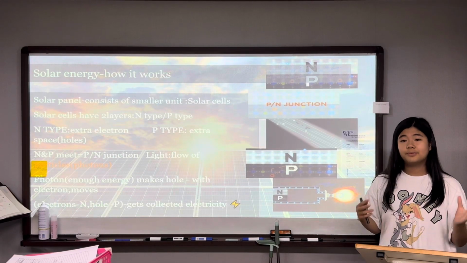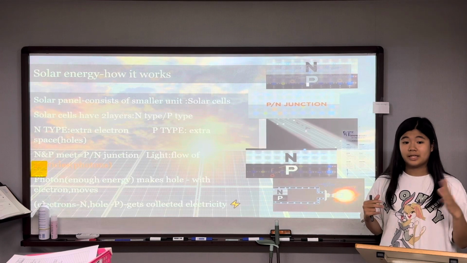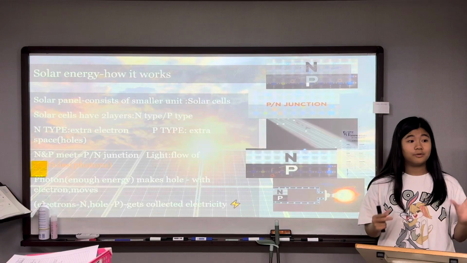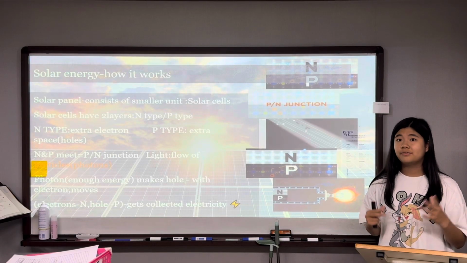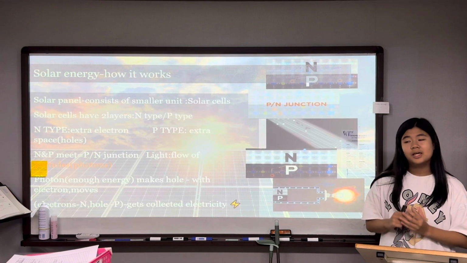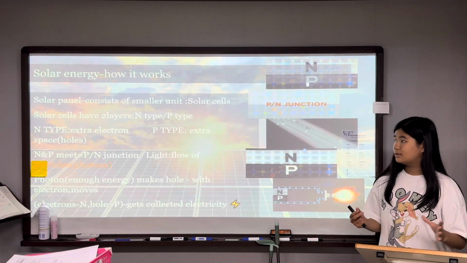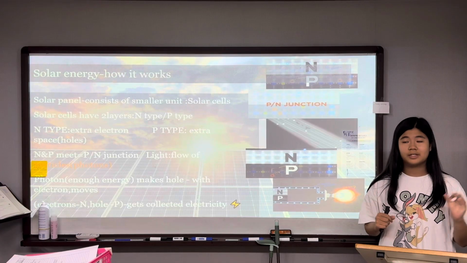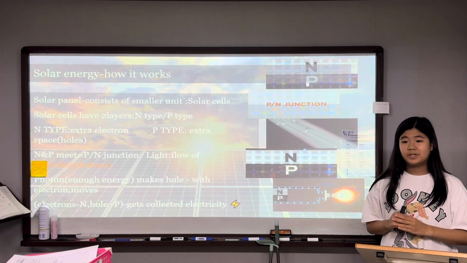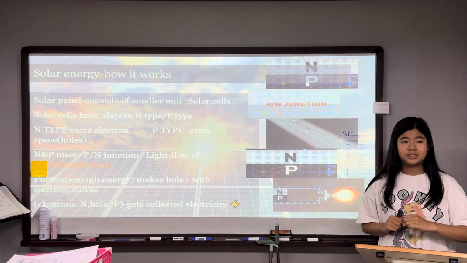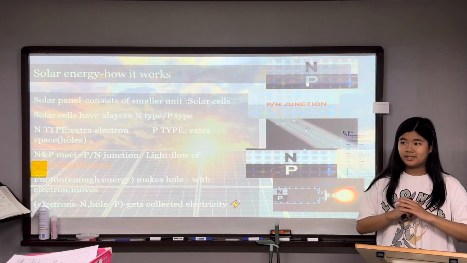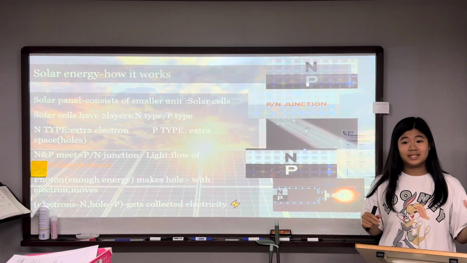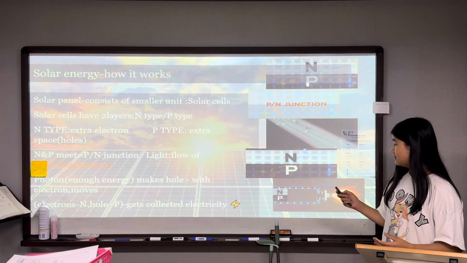As most of you know, solar panels get a lot of light from the sun. The light is made out of little particles called photons. When these photons have enough energy, so when it's sunny enough, they strike and make a hole, which makes the electron and the hole free to move around in the N-type and the P-type. But because of the p-n junction, the electron has to go only to the N-type side, and the hole goes to the P-type side. And the mobile electrons get collected and make electricity.